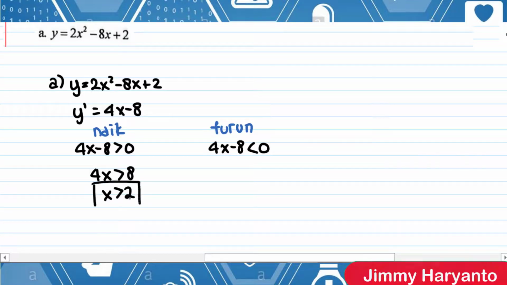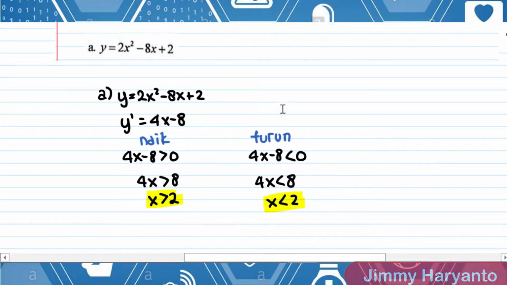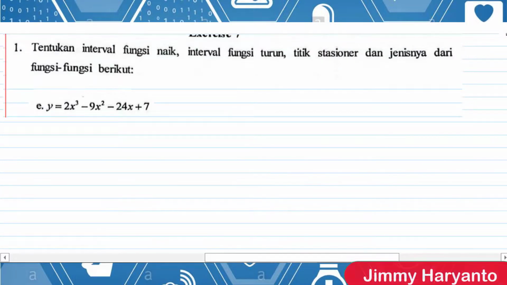For fungsi naik. Fungsi naik itu terjadi ketika x-nya lebih besar dari 2. Bagaimana dengan turun? For x less than 8, so x less than 2. Turun, the curve will be decreasing in the interval of x less than 2. Yeah, so this one is the naik and this one is the turun. Okay, next is for number 1e.